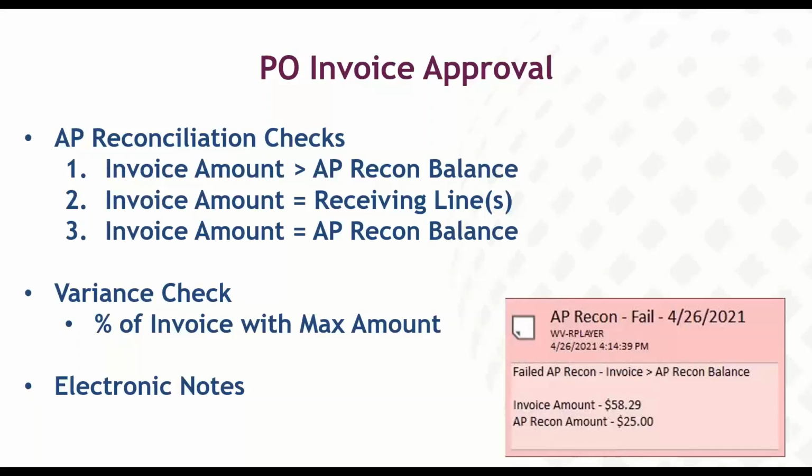If it passes that check, the next check is going to ask, okay, is this invoice amount equal to a receiving line in the AP recon or within the variance that's allowed? If it passes that check, the invoice is going to be auto-approved. And what that means is nobody is going to have to review that invoice. And then with that voucher creation API I mentioned, the voucher will be created automatically in Agility, and the invoice will be set up for payment as well.